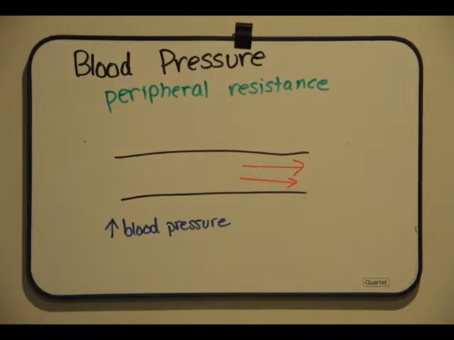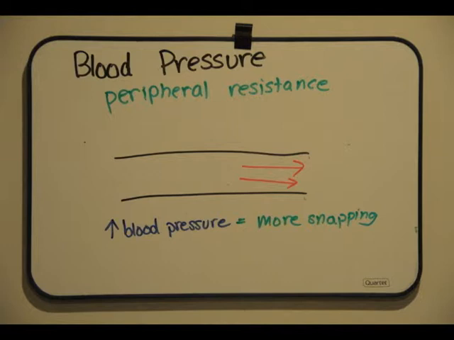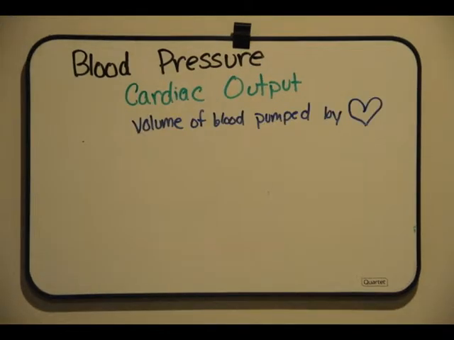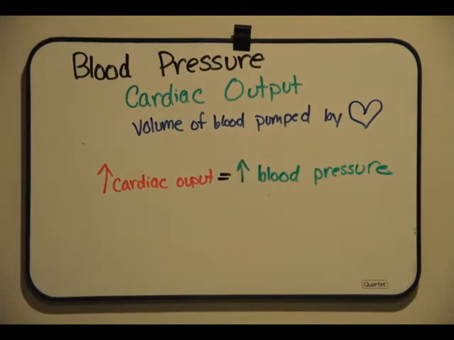The arteries stretching is due to the increased blood pressure. As the arteries snap and push the blood, it causes blood flow to increase. So increased blood pressure equals more snapping, which equals increased blood flow. Increased peripheral resistance equals increased blood pressure, which equals increased blood flow. Cardiac output is the volume of blood that is pumped by the heart. Increased cardiac output equals increased blood pressure.